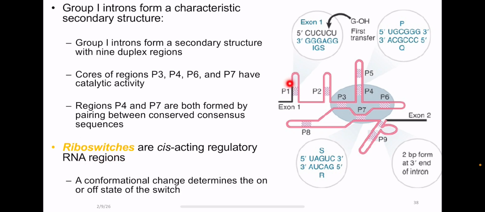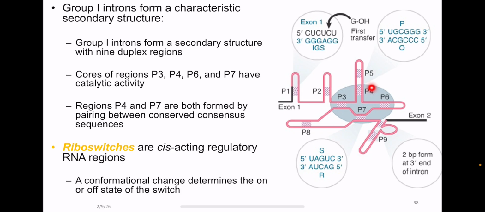They can form a secondary structure, and this secondary structure contains 9 duplex regions. You can see it in this diagram: 1, 2, 3, 4, 5, 6, 7, 8, 9. And these duplex regions are named P.